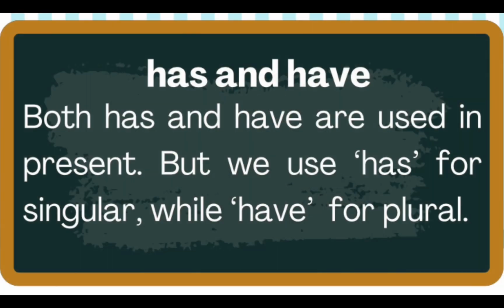Now, let's talk about has and have. Both has and have are used in the present, but we use has for singular while have for plural. Again, has is for singular and have is for plural. Remember that if we're talking about past tense, it's had, regardless if it's plural or singular. But this time, has, singular, have, plural. Take note of that because you need that later on.